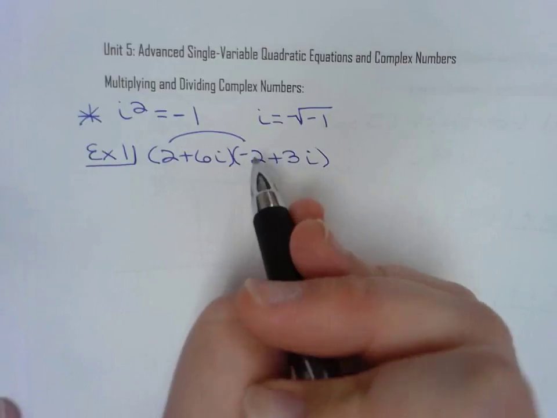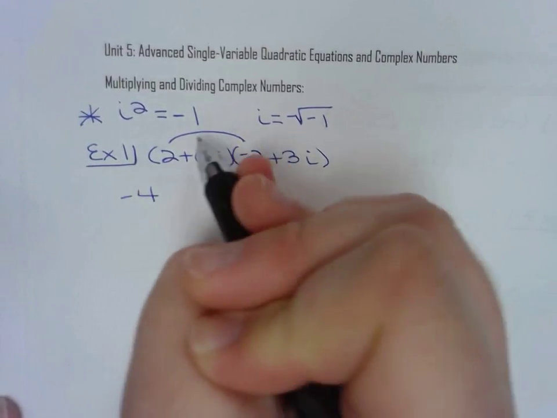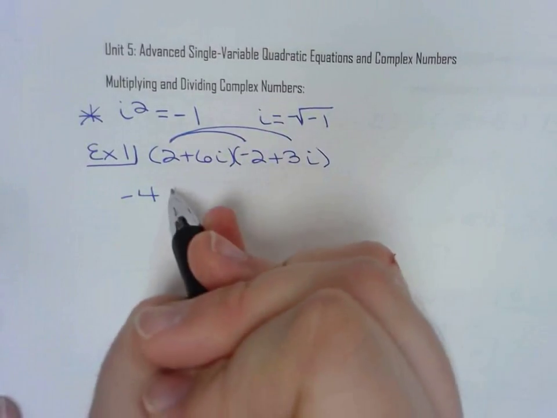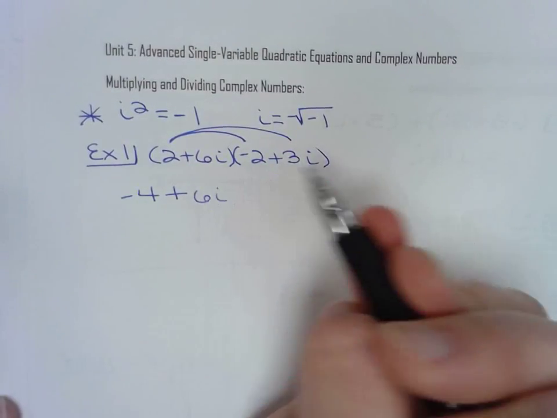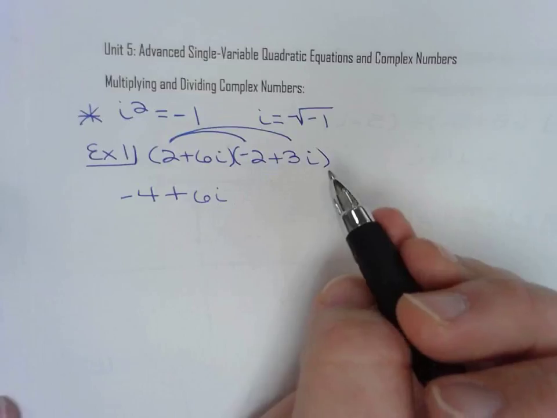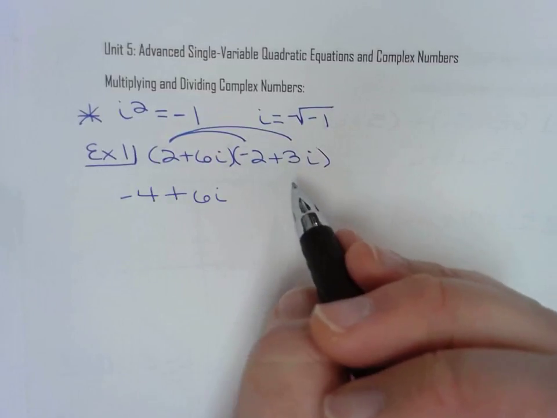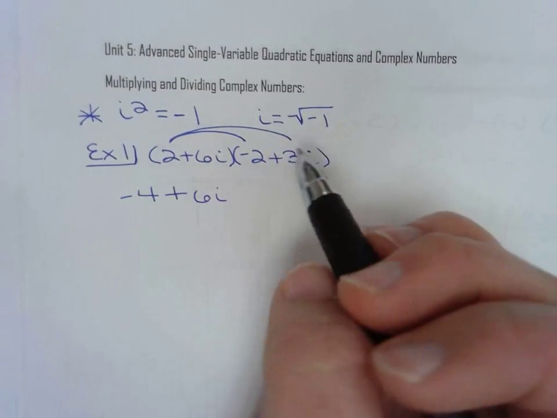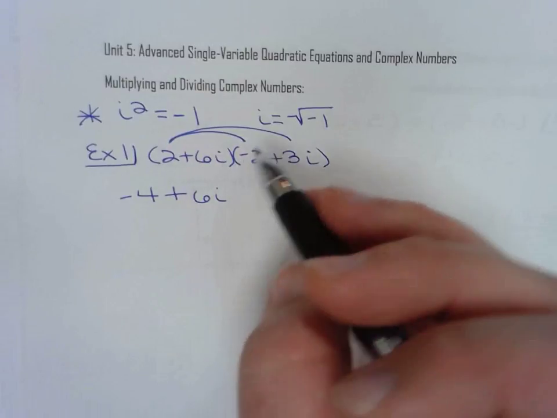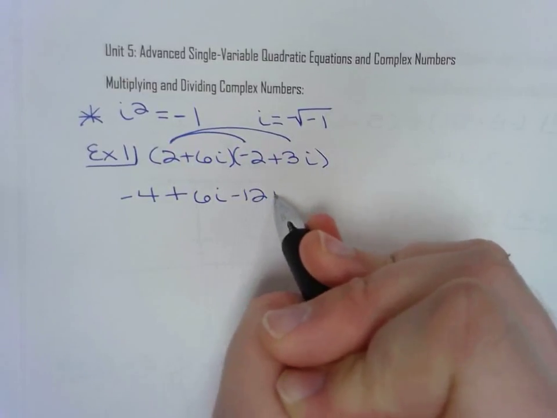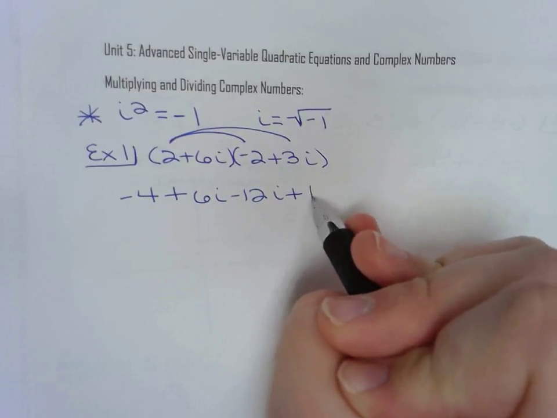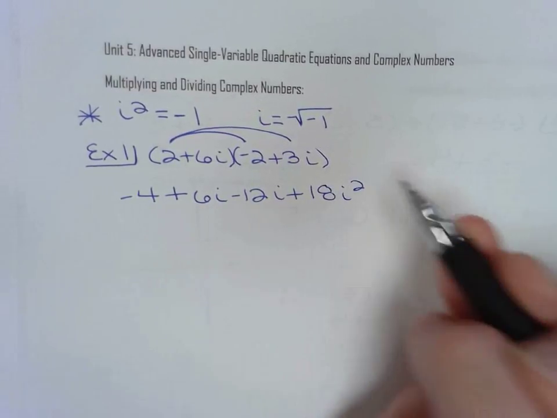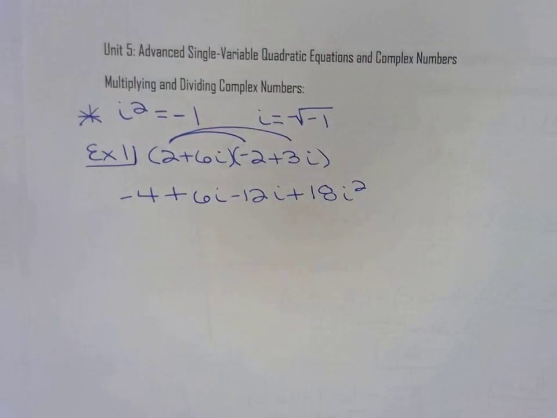2 times negative 2, negative 4. 2 times 3i, 6i. You can multiply. We can't add them together, but we can multiply. 6i times negative 2. And then 6i times 3i, 18i squared. You treat it just like a normal variable. You treat it just like x.